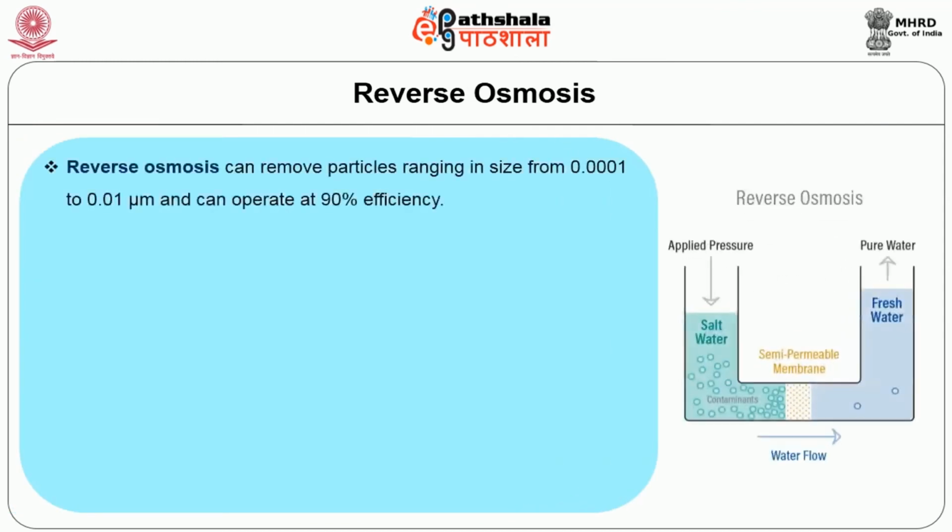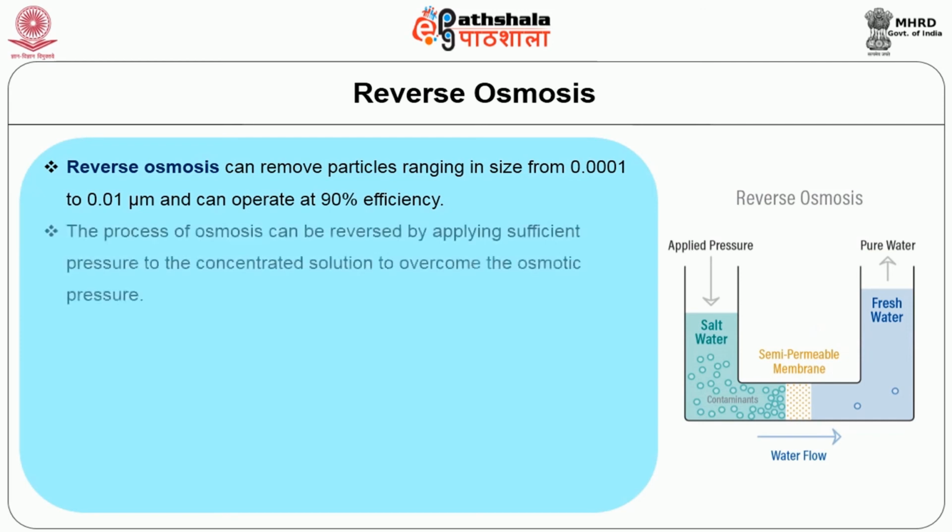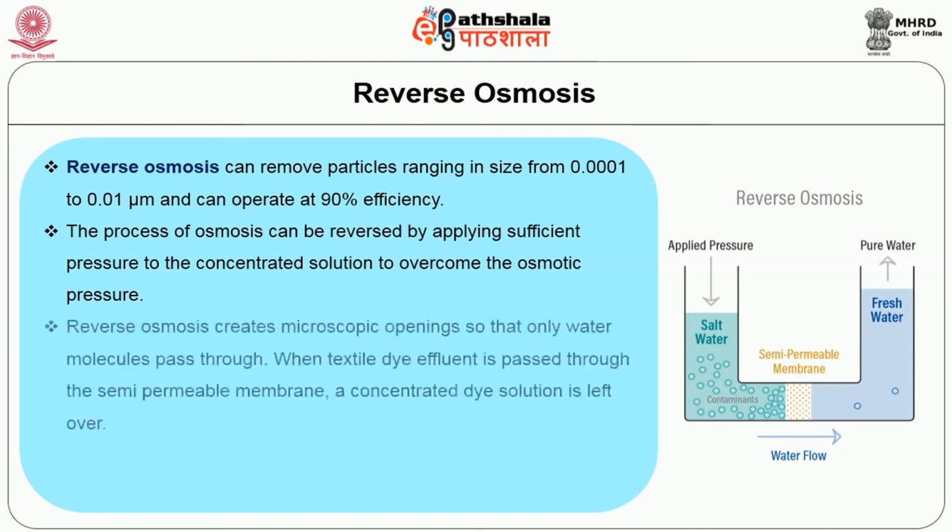Under tertiary treatment, first we will see reverse osmosis. Reverse osmosis can remove particles ranging in size from 0.001 to 0.01 micrometer and can operate at 90% efficiency. The process of osmosis can be reversed by applying sufficient pressure to the concentrated solution to overcome the osmotic pressure. Reverse osmosis creates microscopic openings so that only water molecules pass through. When textile dye effluent is passed through the semi-permeable membrane, a concentrated dye solution is left over.